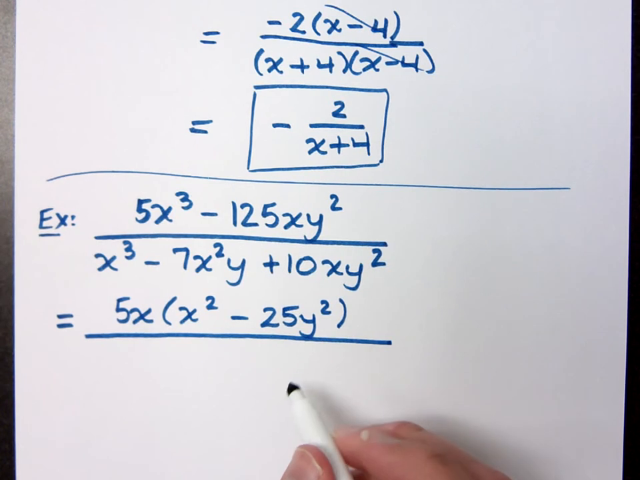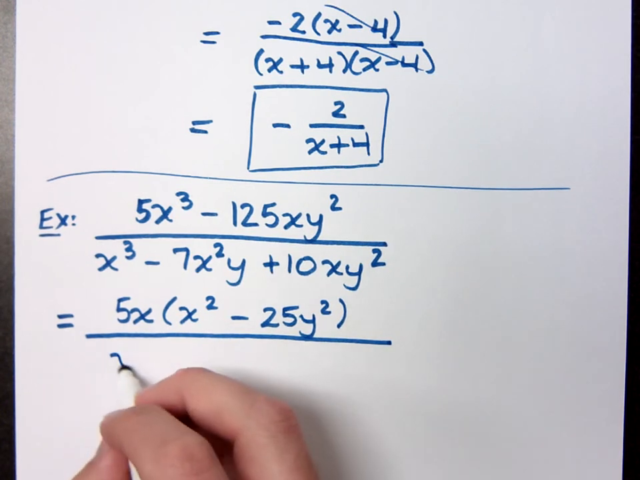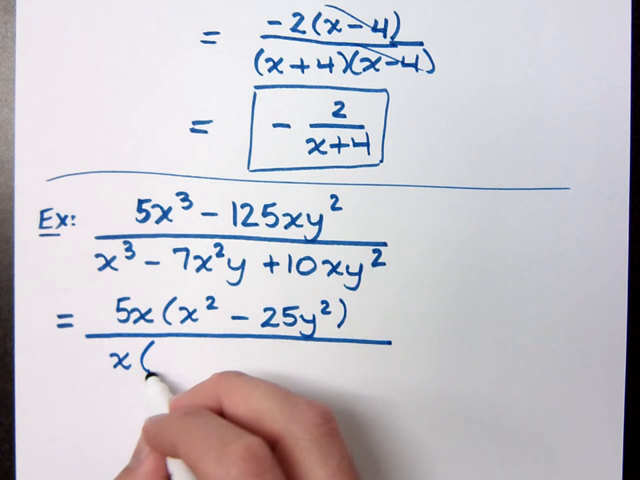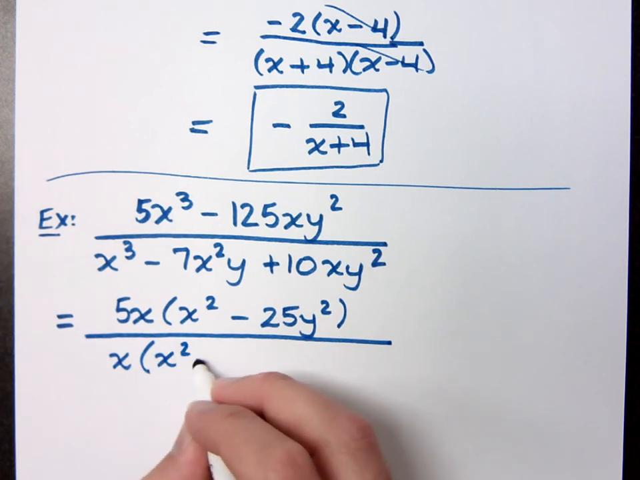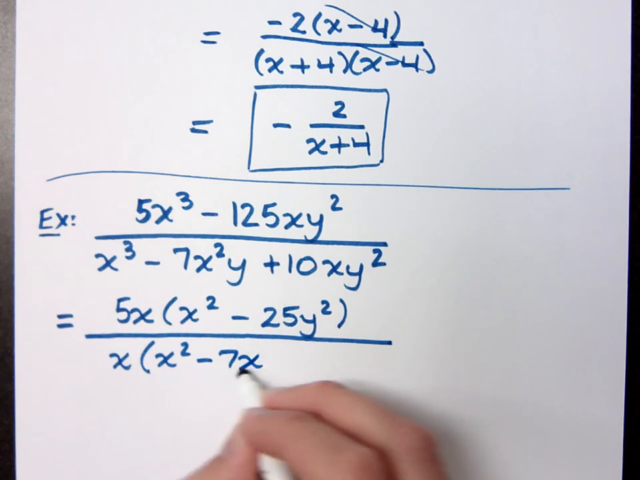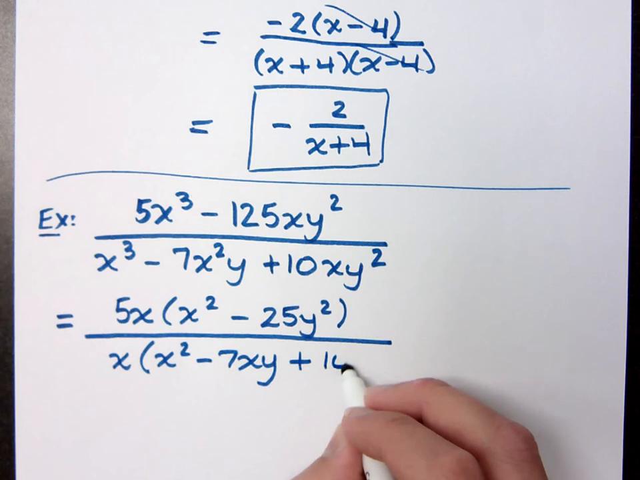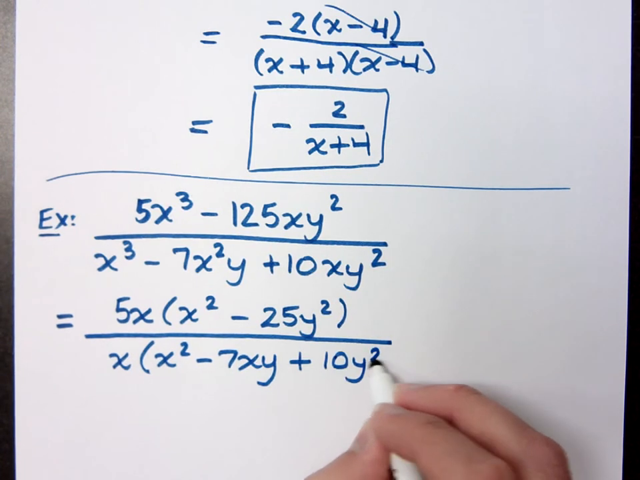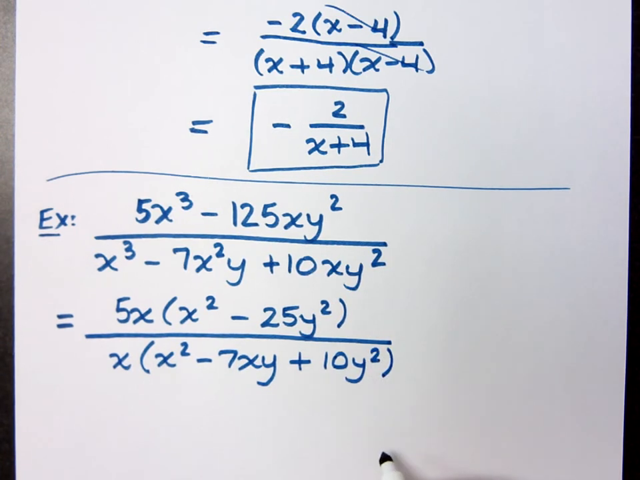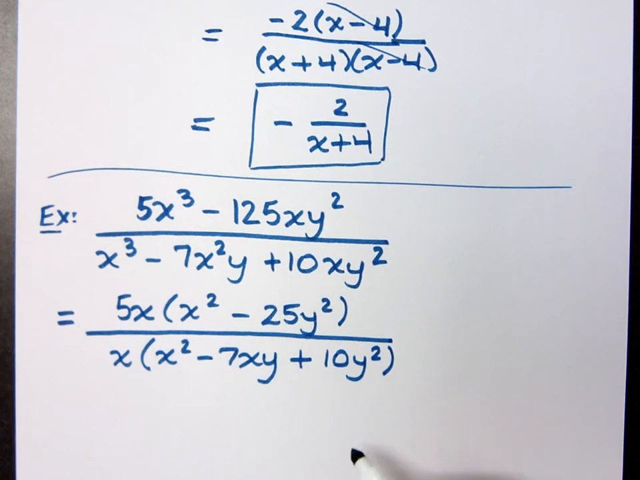All right, what can I do in the denominator? There's a common factor of just x. And I'm left with what if I take out that x from everybody? X squared minus 7xy plus 10y squared. All right. Am I done here?